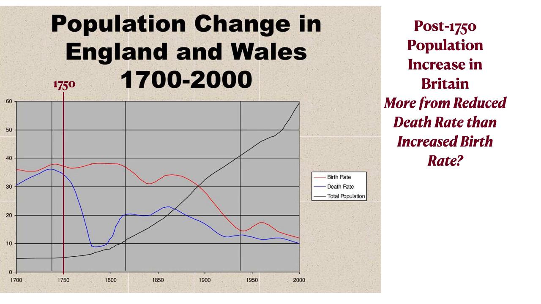The population increase in Britain, a lot of this came from a reduced death rate more than an increased birth rate, because you see the birth rate doesn't increase by much.